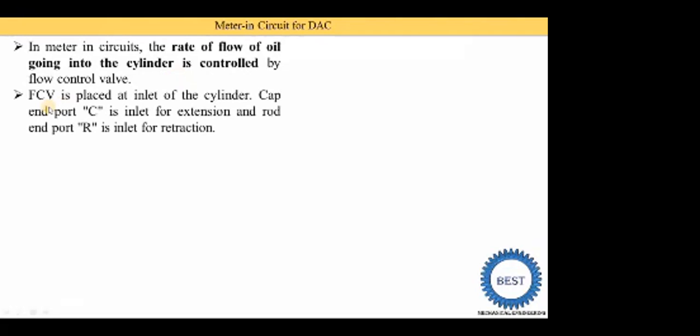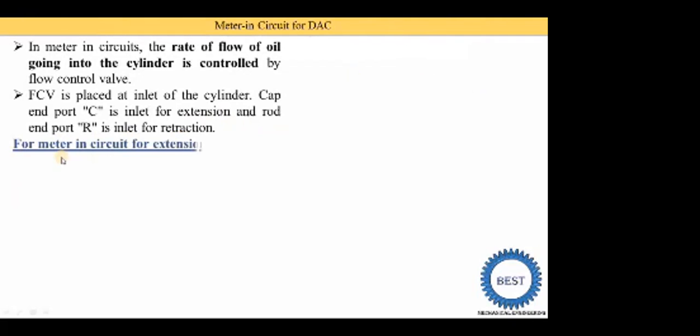In a double acting cylinder, we know that there are two ports. Which one is considered the inlet and which one is considered the outlet? For extension and retraction, the inlet and outlet are alternately changed. So cap end port C is the inlet for extension. During the extension stroke, the piston of the double acting cylinder is moving from left to right. That means we need to supply the oil from the left side, and oil is the outlet from the right side. I will explain this on the image so you can clearly understand. And rod end port R is the inlet during the retraction stroke.